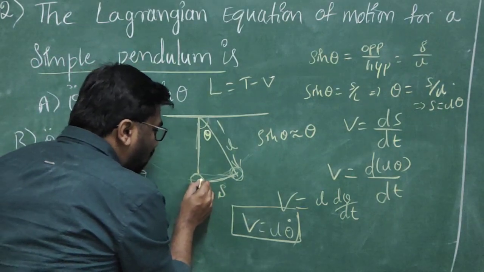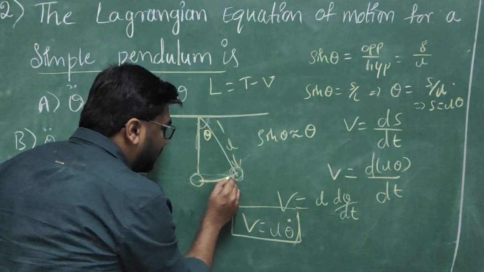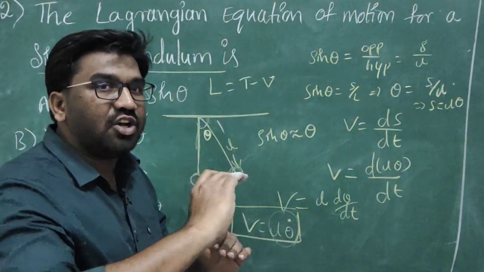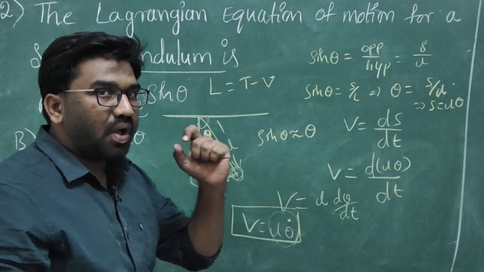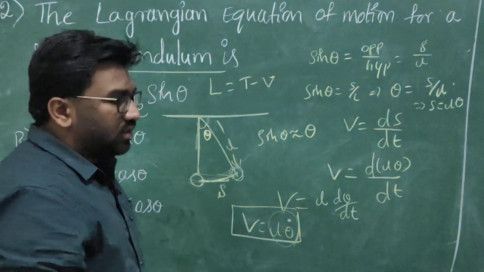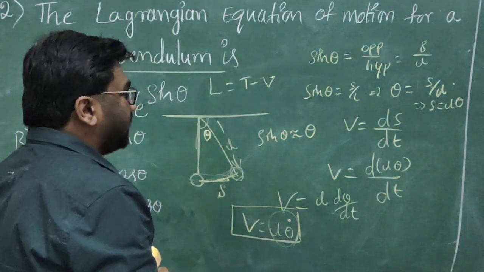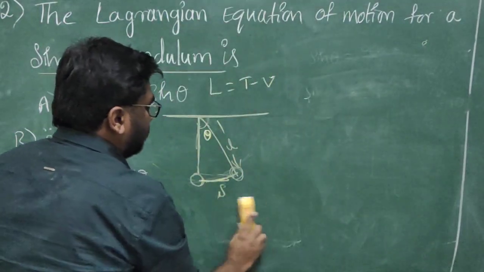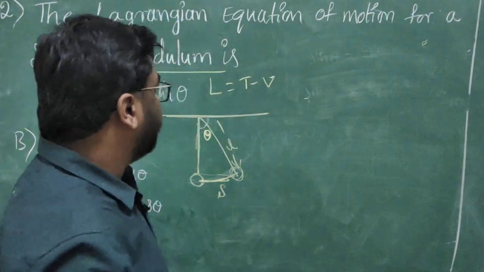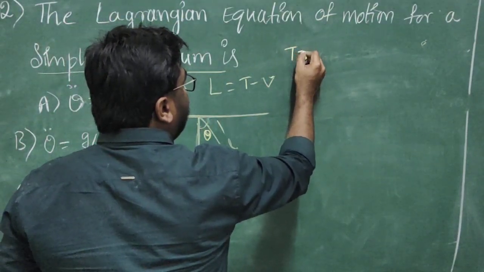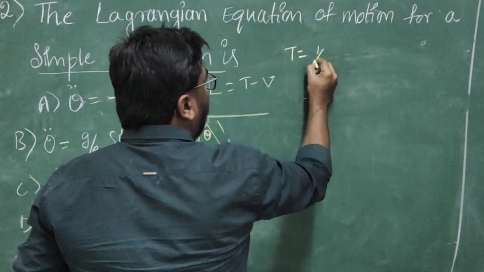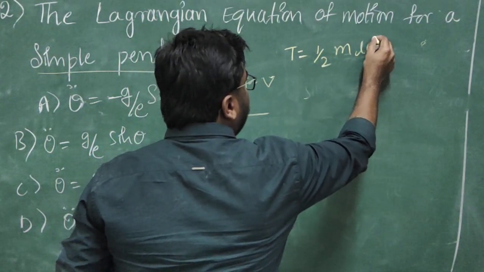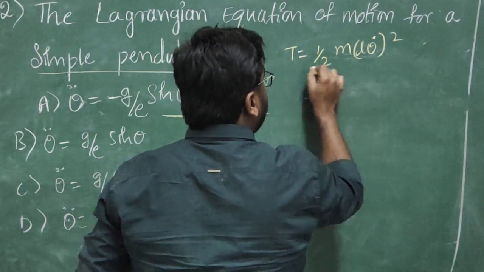Okay, when a small angular displacement takes place, this theta dot is nothing but the angular velocity. It has some angular velocity. Okay, so now, therefore kinetic energy T is equal to half of m, and that v is nothing but L into theta dot, squared. So this is the kinetic energy.